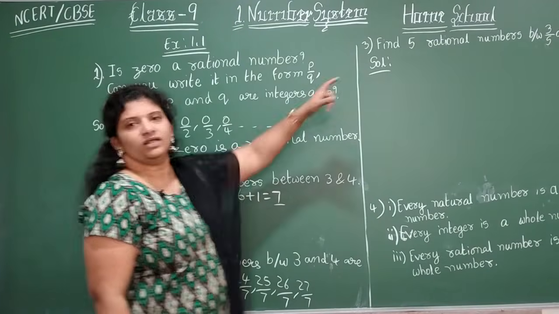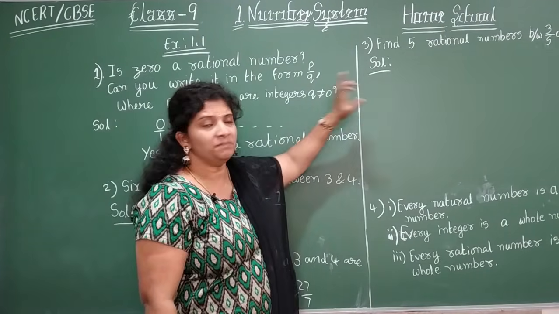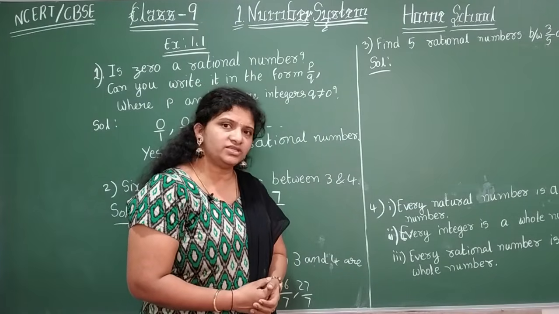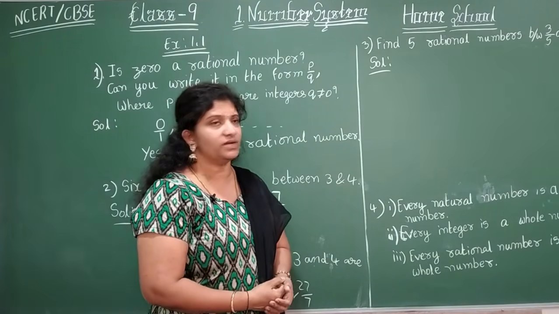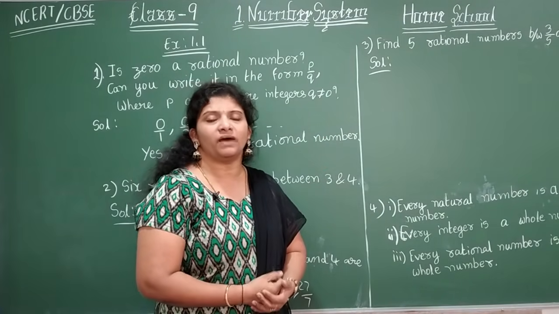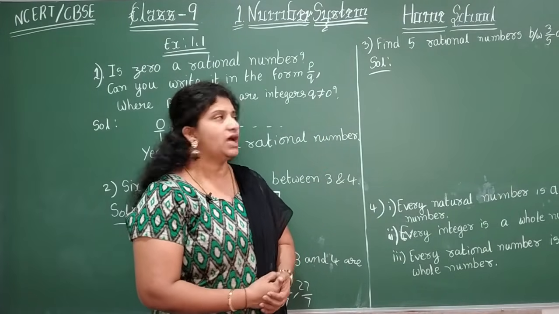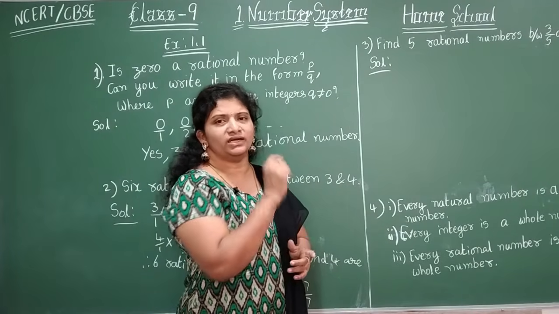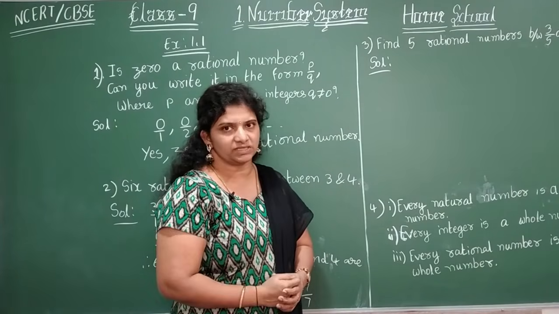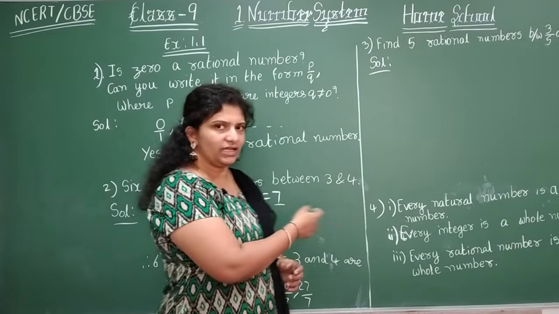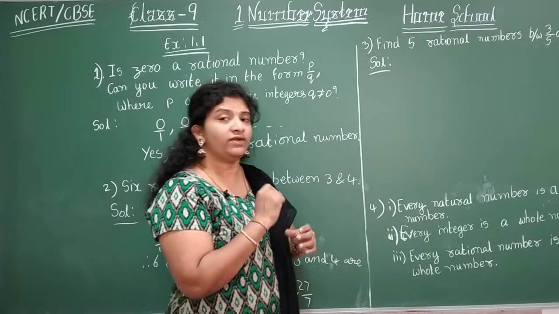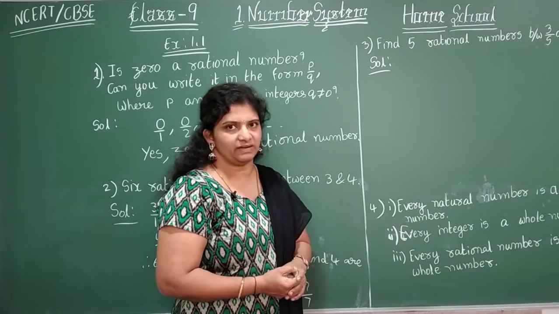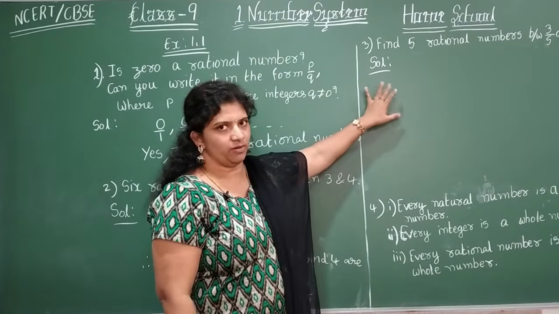Okay, now let's see the third problem here. Find 5 rational numbers, children, in between 3 by 5 and 4 by 5. Observe that carefully. First you observe the denominator. Whether the denominator is the same or not, you see. If it is the same, continue in the same process. If it is not the same, it will be a different process. I am going to explain both here. Let's do this problem first, children.